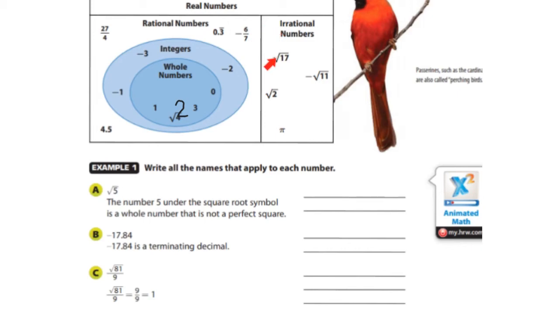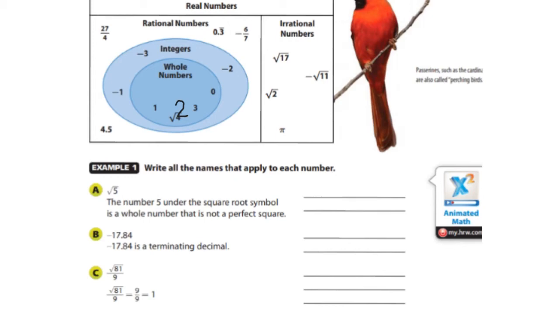Irrational numbers are the square root of 17, the negative square root of 11, the square root of 2, and pi. What do these four numbers have in common? Think about pi. It's a decimal that never terminates, and it's non-repeating. So all these numbers don't terminate and they don't repeat. These are all decimals that do not terminate and do not repeat.